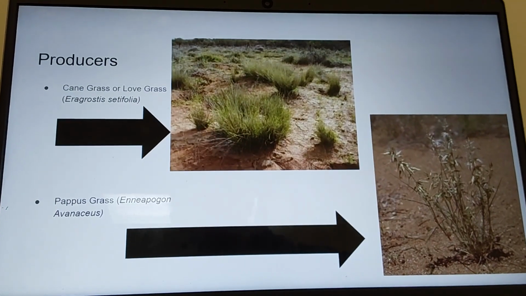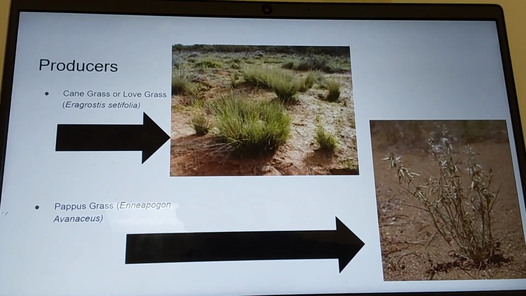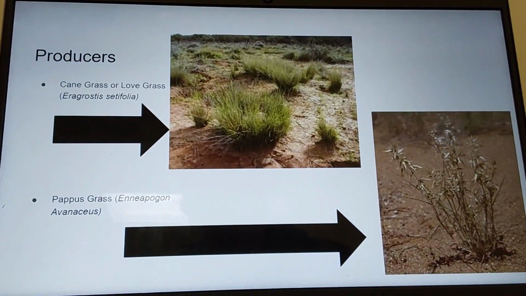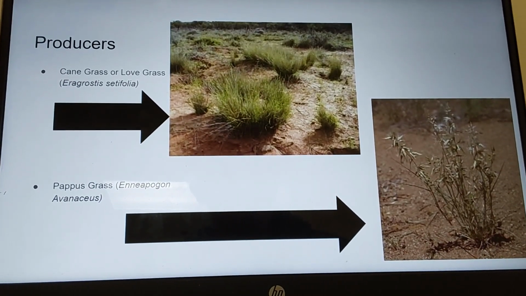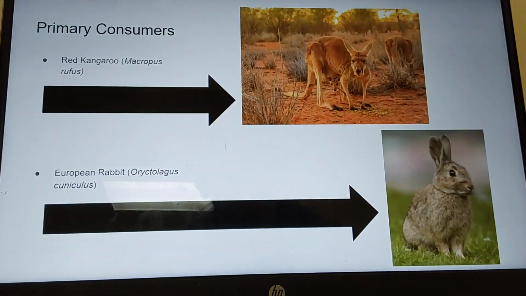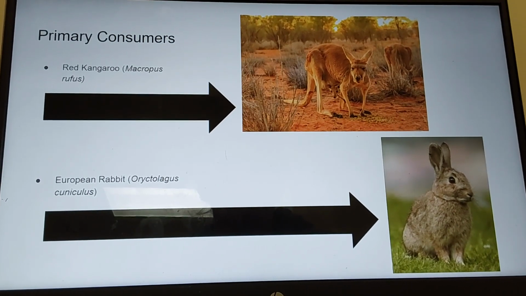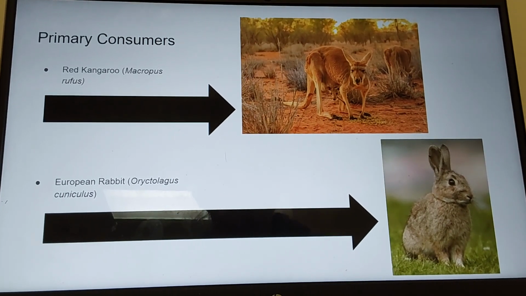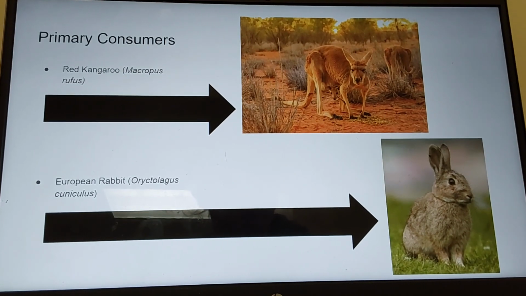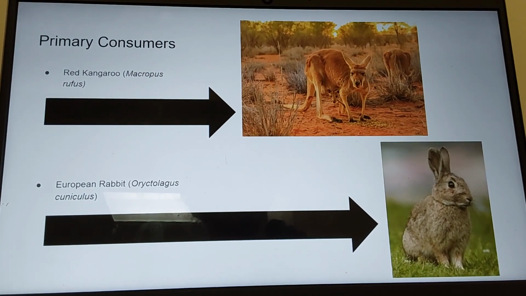So we have our producers, which are the cane grass or love grass and the pappus grass. So these organisms are the ones that are able to take the carbon in from the environment and make it into sugars, which are then usable for other organisms. And our primary consumers, which are the red kangaroo and the European rabbit, then eat these producers. So they are primary because they're the first ones to eat the producers, and they're able to use the sugars that the producers had made in order to get their carbon source.